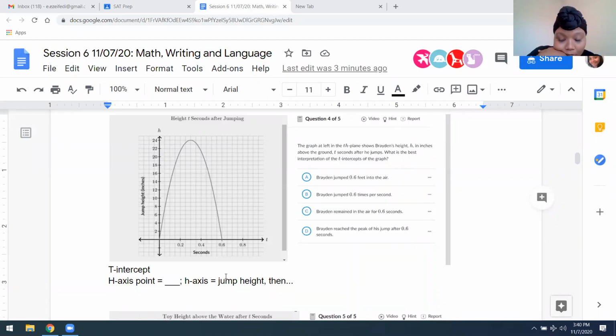Right. And then for D, it says he reached the peak of his jump after 0.6 seconds. And no, that's when he landed. It says that he reached the peak at around like 0.4 seconds. Yeah. The peak is what part of the parabola, would you say?